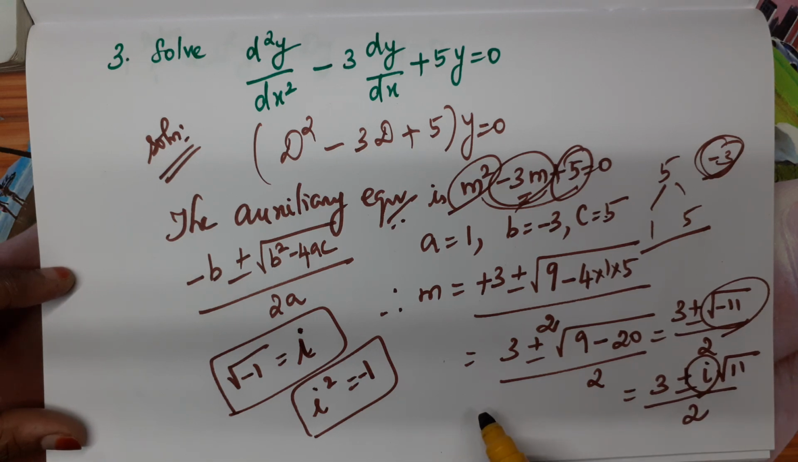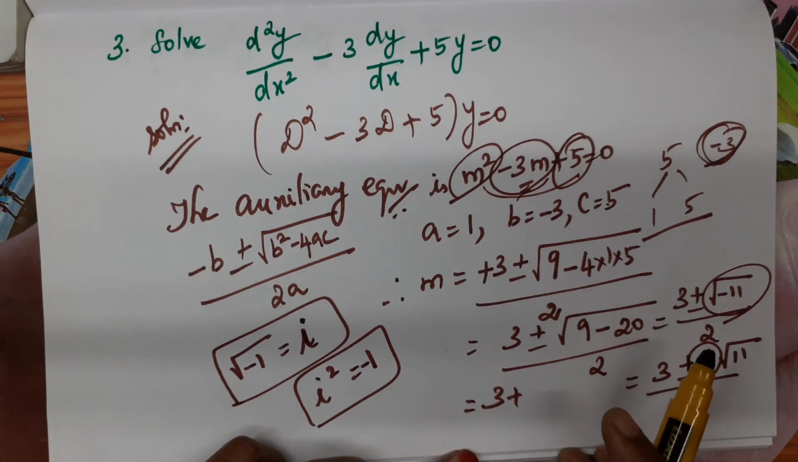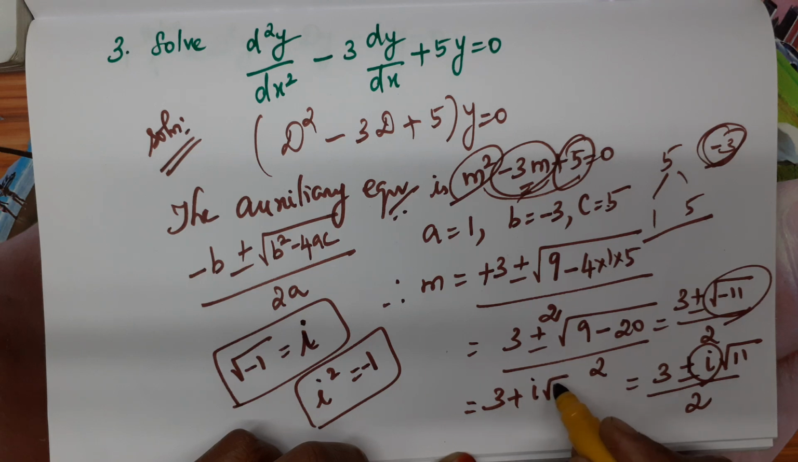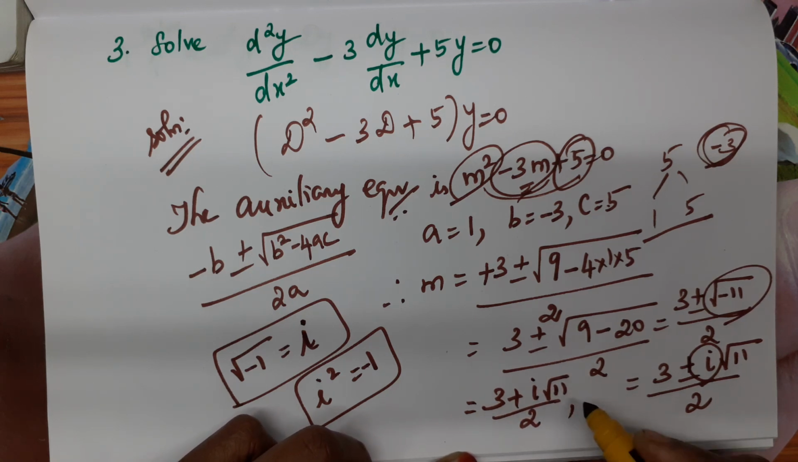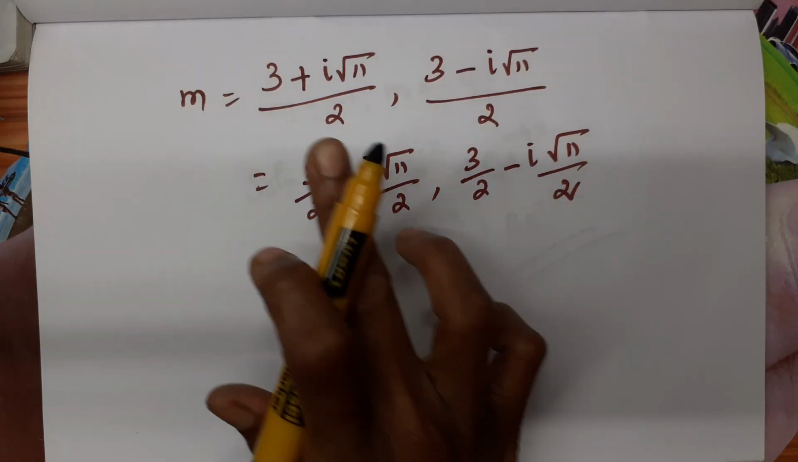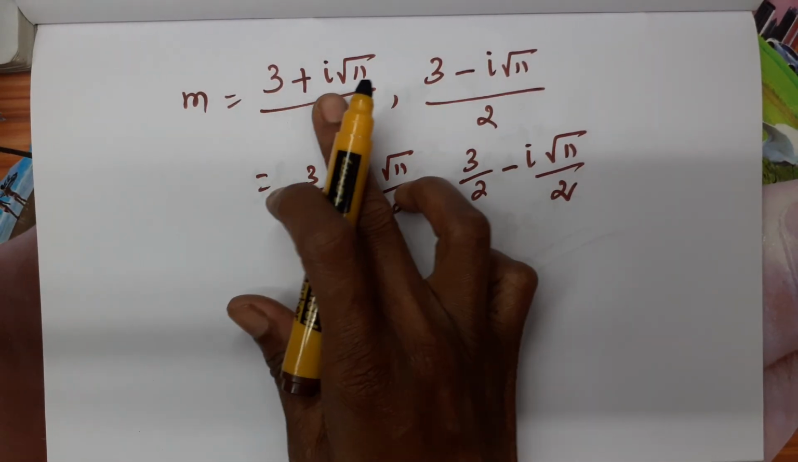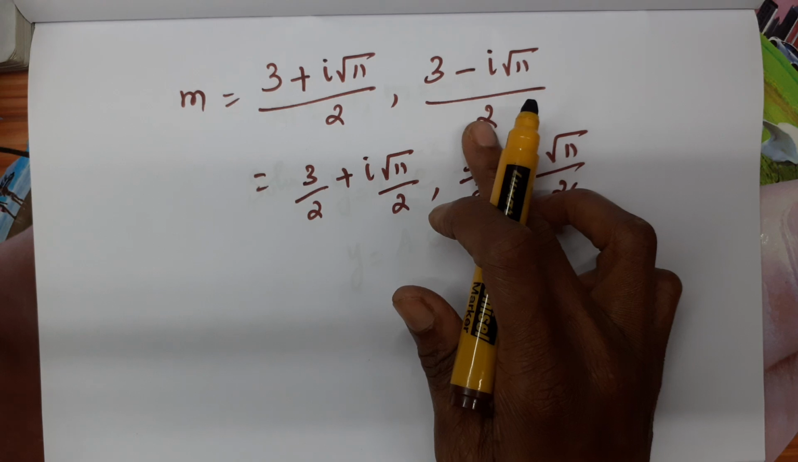So now we got the roots as 3 plus i root 11 by 2. That is my one root. The other root is 3 minus i root 11 by 2. So these are the roots: 3 plus i root 11 by 2, 3 minus i root 11 by 2.